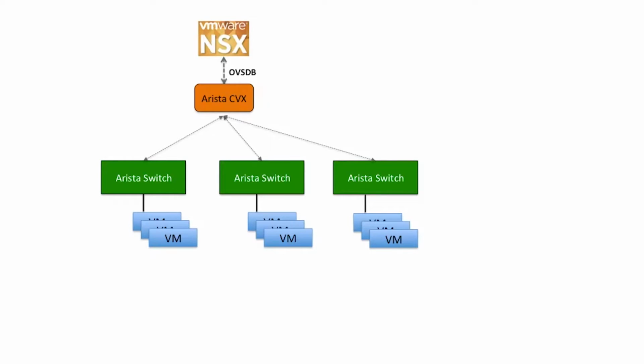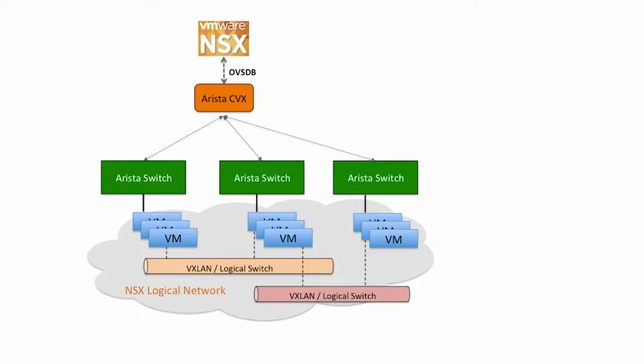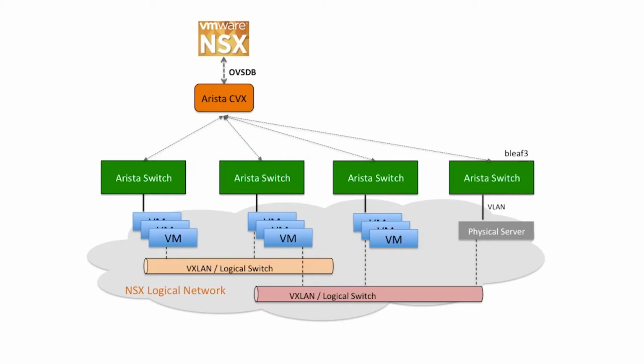NSX enables users to configure logical tenant networks using VXLANs from the UI, enabling L2 mobility of workloads across an L3 fabric. However, not all infrastructure is virtualized, and so you need a way to map physical infrastructure, like servers, storage, or firewalls, into the tenant networks defined by VMware. This is accomplished by integrating NSX with CloudVision via OVSDB, an open standard for integrating hardware VTEPs into virtual environments.